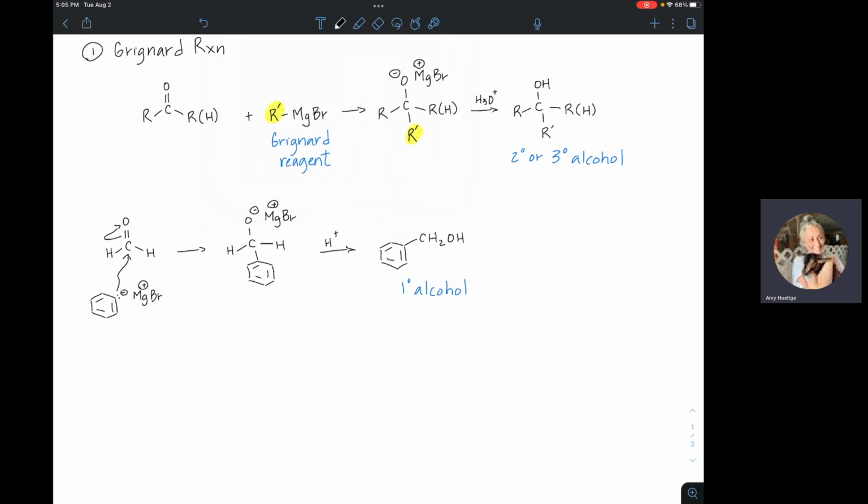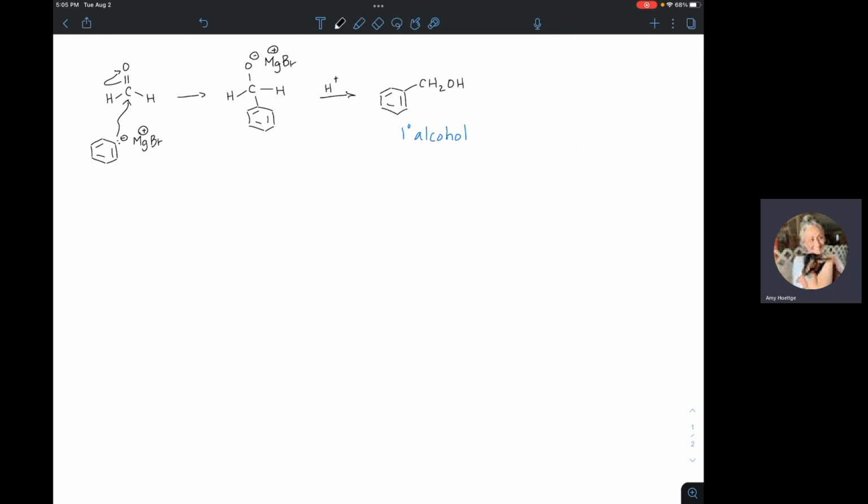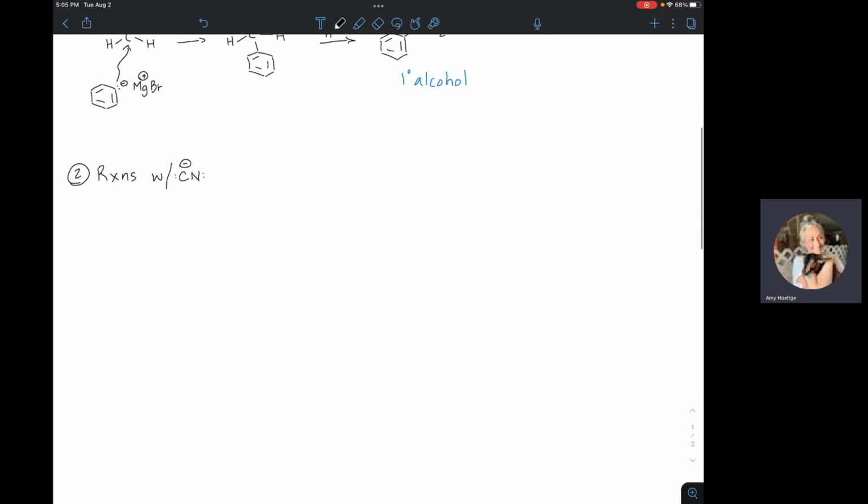We have another carbon-containing nucleophile, and that's the cyanide ion. So, reactions with cyanide. We have a carbon triply bonded to a nitrogen, lone pair on each, negative charge on carbon. It is a carbon-containing nucleophile, so cyanide has a nucleophilic carbon that can add to an aldehyde or a ketone, and we create a new type of functionality called a cyanohydrin.